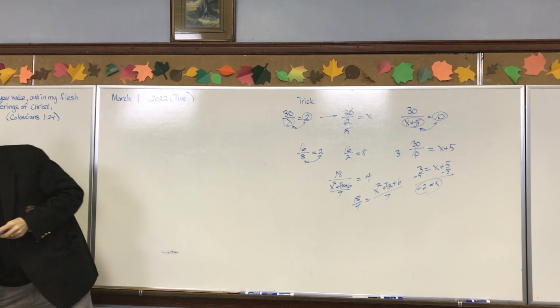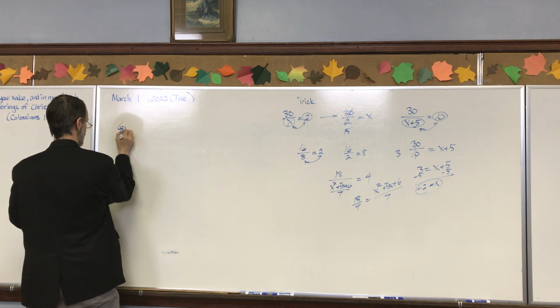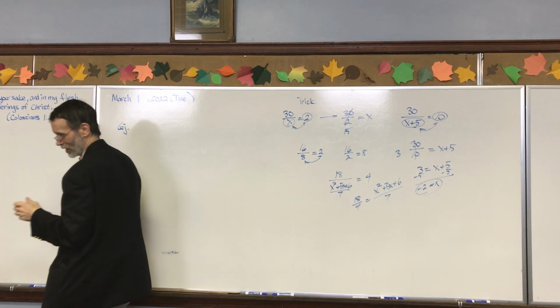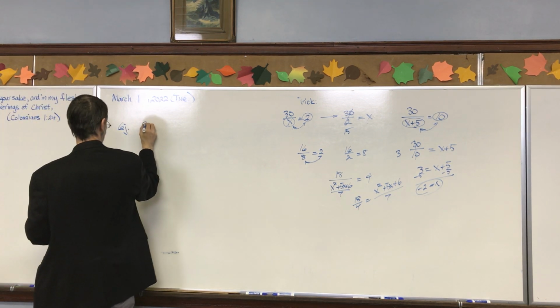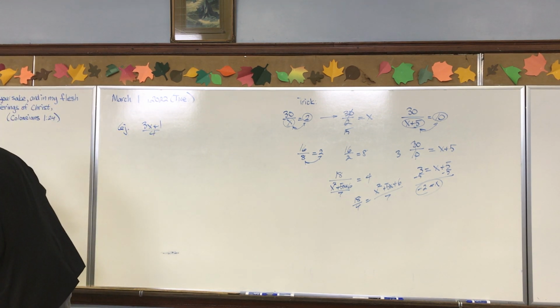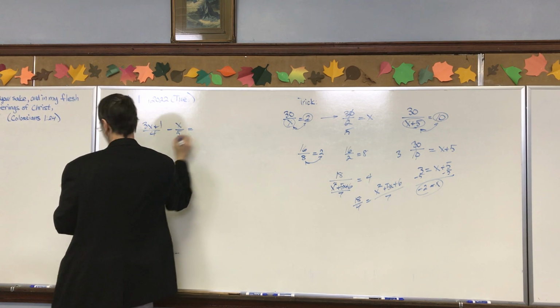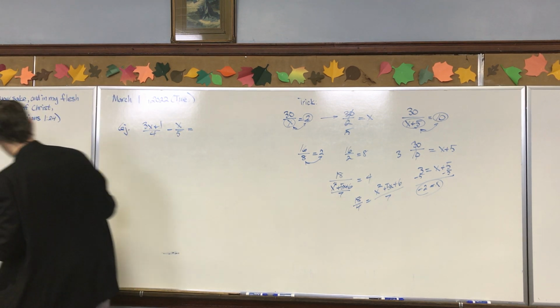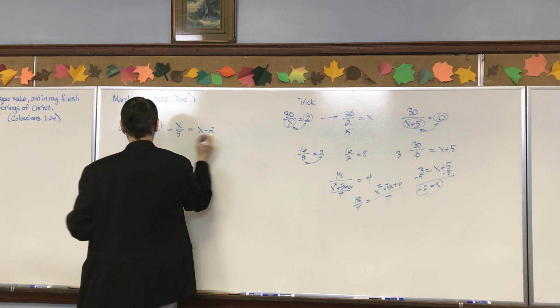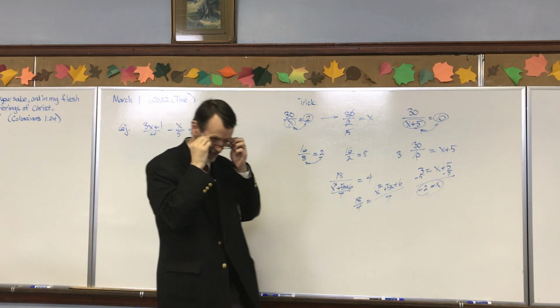Okay, let me do this one first then. So 6J: 3x plus 1 over 4 minus x over 5 equals x minus 2. There are at least 3 ways to do this.